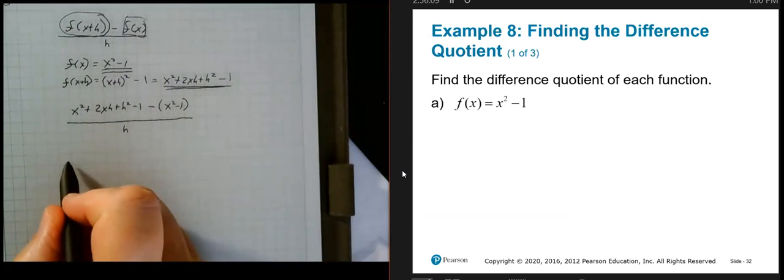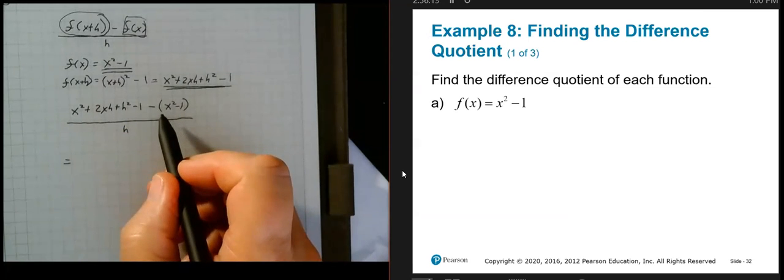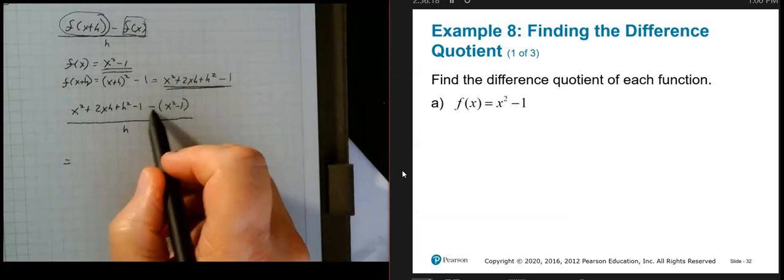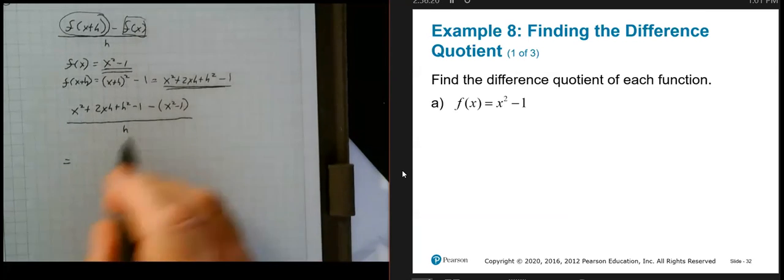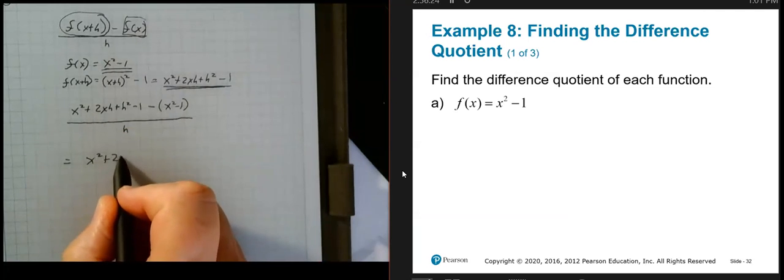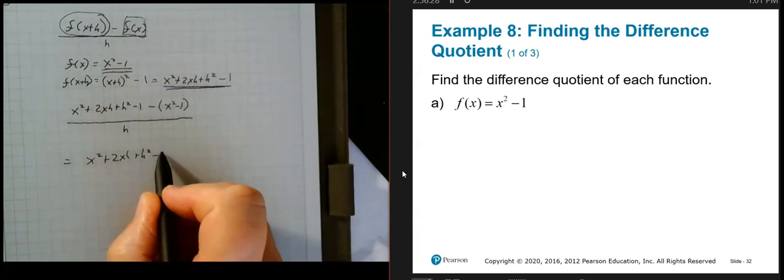And now I start simplifying. I start simplifying by getting rid of these parentheses. That means I'm subtracting both of these things in here. In effect, I'm multiplying in by a -1. So now I have the x squared plus 2xh plus h squared minus 1.